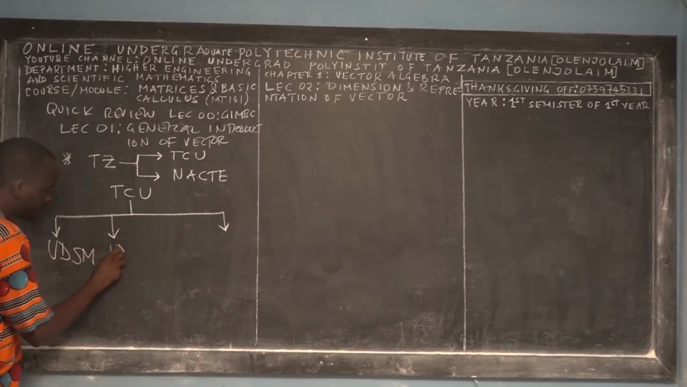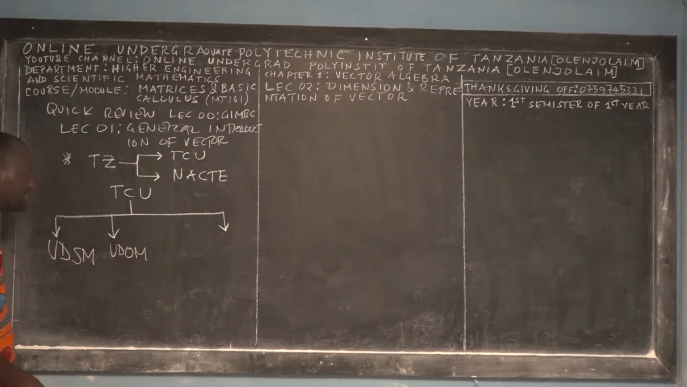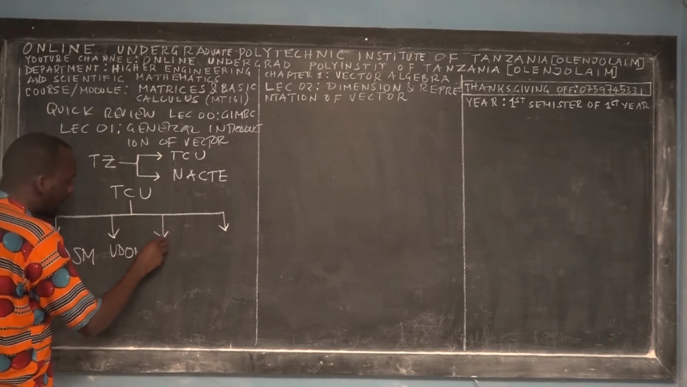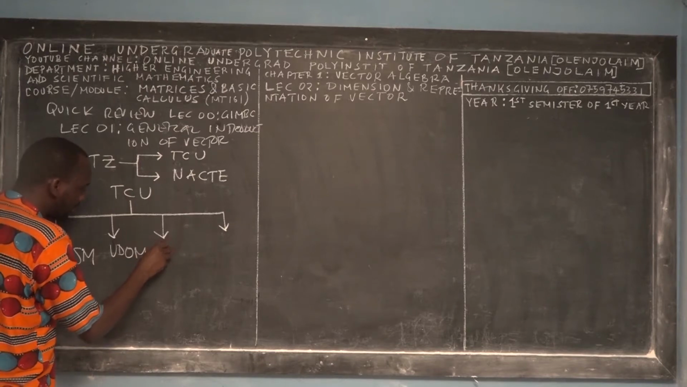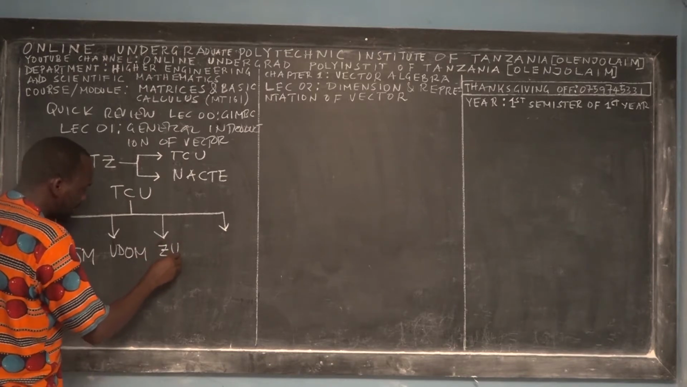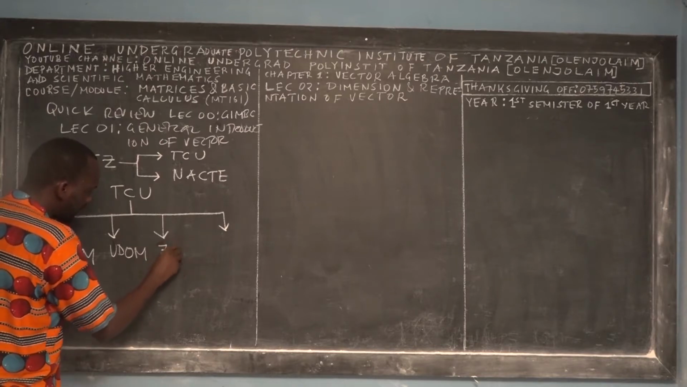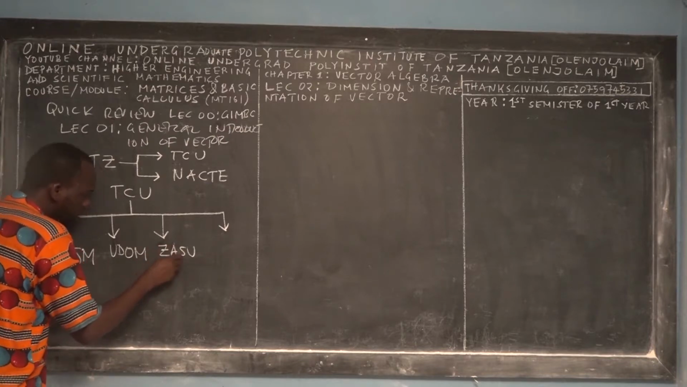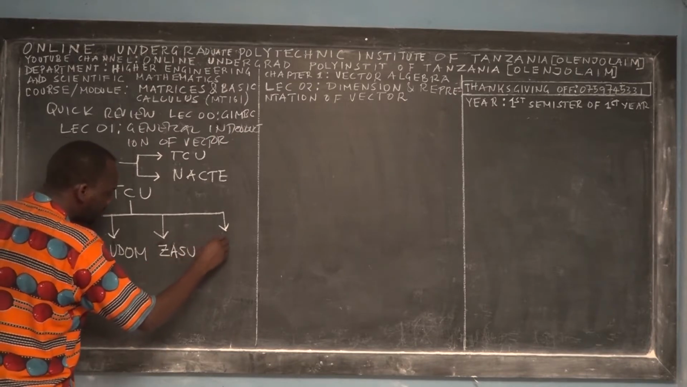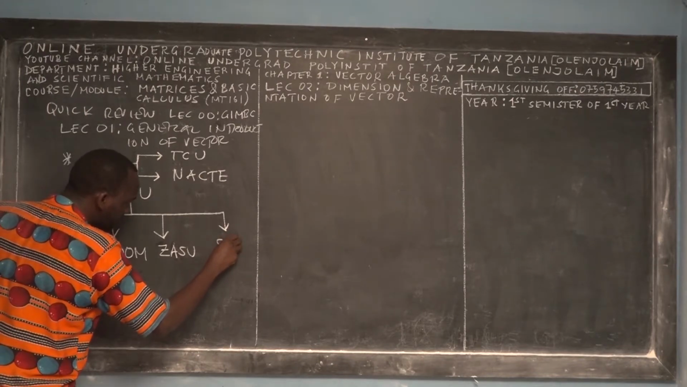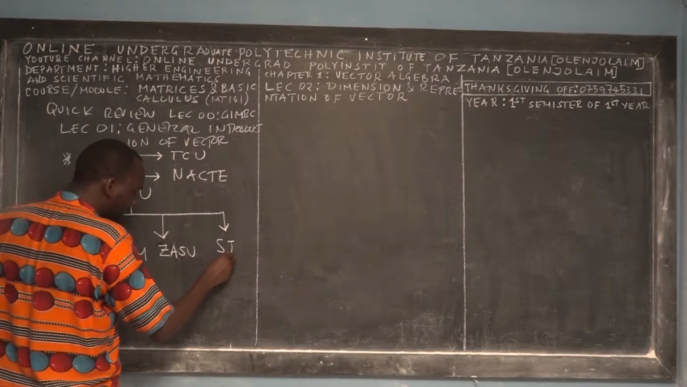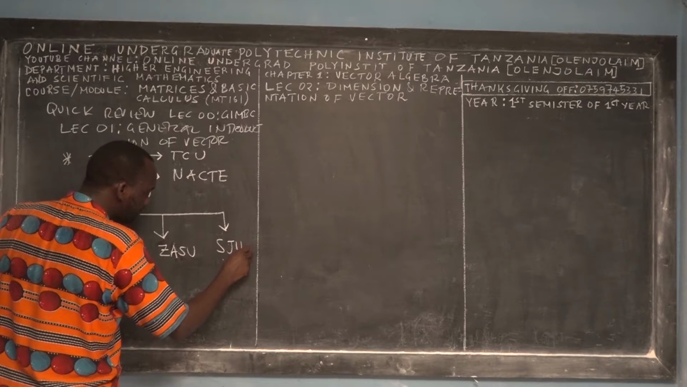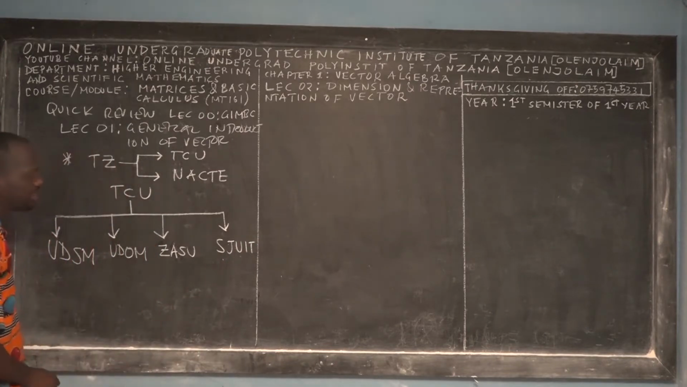And also, against the largest university in Tanzania, called the University of Dodoma or UDOM. And also we have another institution called Zanzibar State University, in Zanzibar. And also we have another one called St. Joseph College of Engineering, or St. Joseph University of Tanzania.